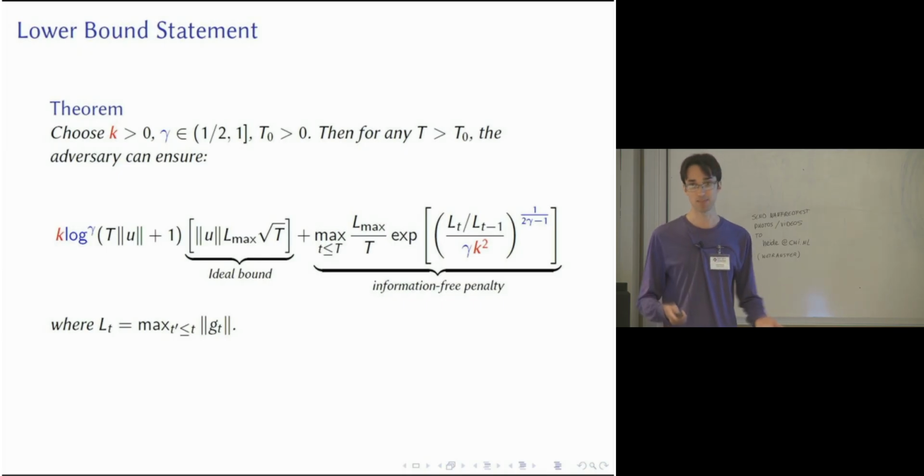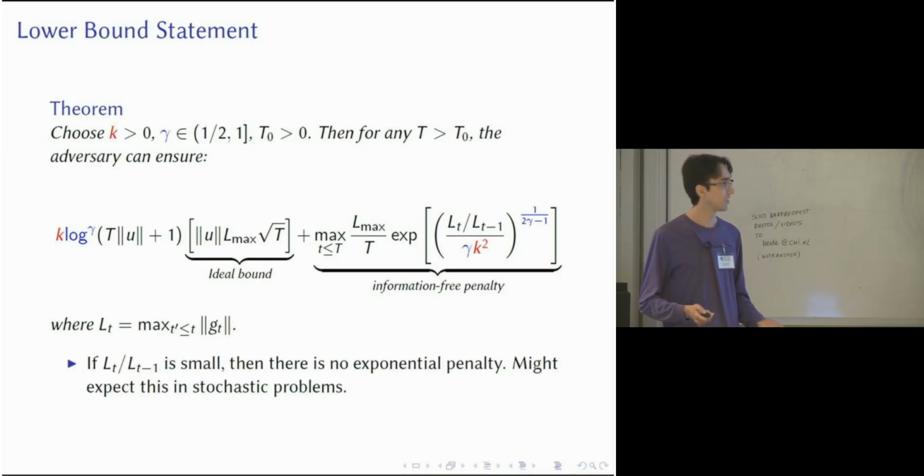Exponential penalties make it seem like all hope is lost, but people can and do solve this problem in some sort of practical sense a lot of the time. So there is actually hope in practice. And the idea is that maybe this exponential term is actually small because the gradients aren't growing that fast.